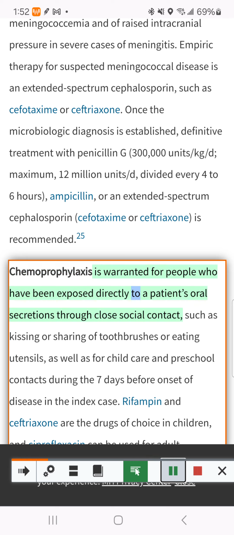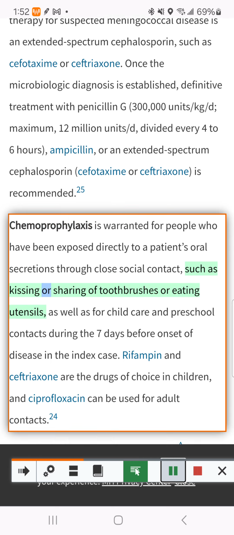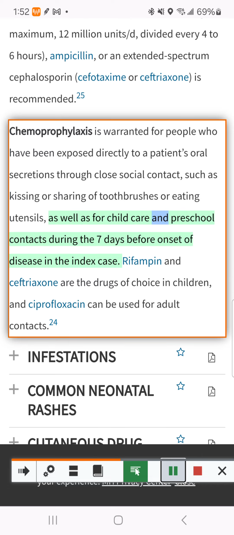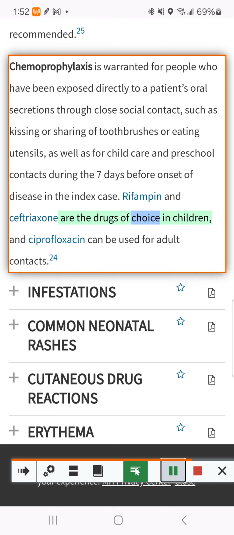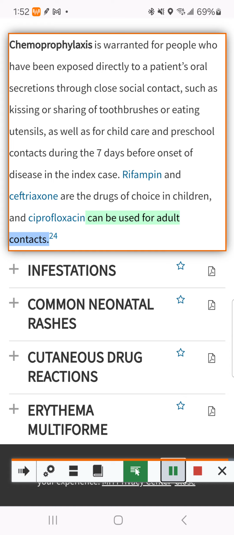Chemoprophylaxis is warranted for people who have been exposed directly to a patient's oral secretions through close social contact, such as kissing or sharing of toothbrushes or eating utensils, as well as for childcare and preschool contacts during the 7 days before onset of disease in the index case. Rifampin and ceftriaxone are the drugs of choice in children, and ciprofloxacin can be used for adult contacts.